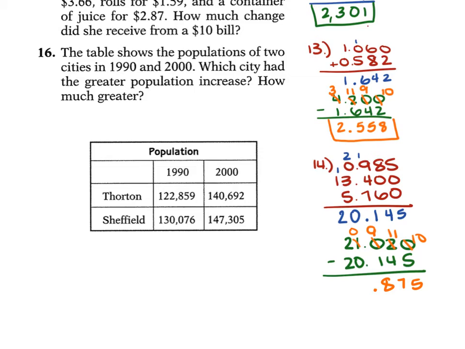Bring down your decimal point. 0 minus 1 is, 0 minus 0 is 1. 0 minus 0 is 0. And 2 minus 2 is 0. So we have 0.875 for our missing number.